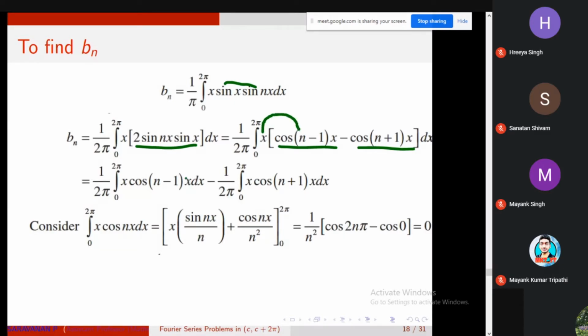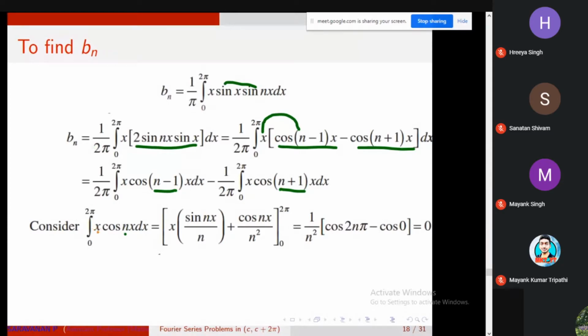One integral is x into cos (n minus 1)x. Another integral is x into cos (n plus 1)x. So split the integral. If I compute these two integrals, you can note that each is of the form x into cos nx. In the first integral, instead of n we have n minus 1. In the second integral, instead of n we have n plus 1. But here we take just n and compute the value of the integral. So you take x into cos nx, and use the same formula.